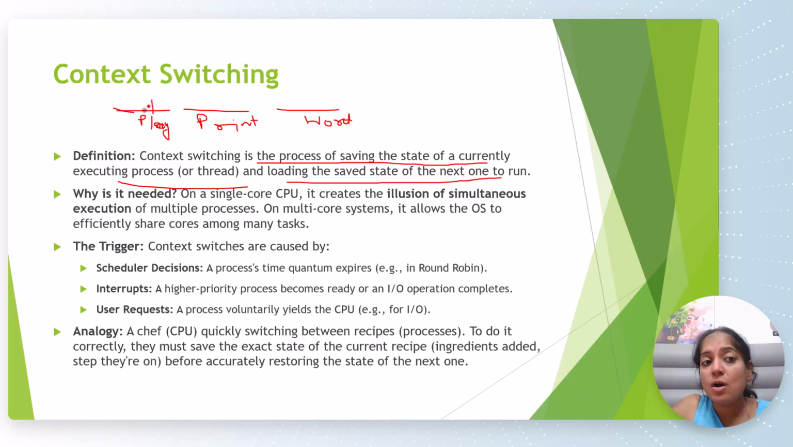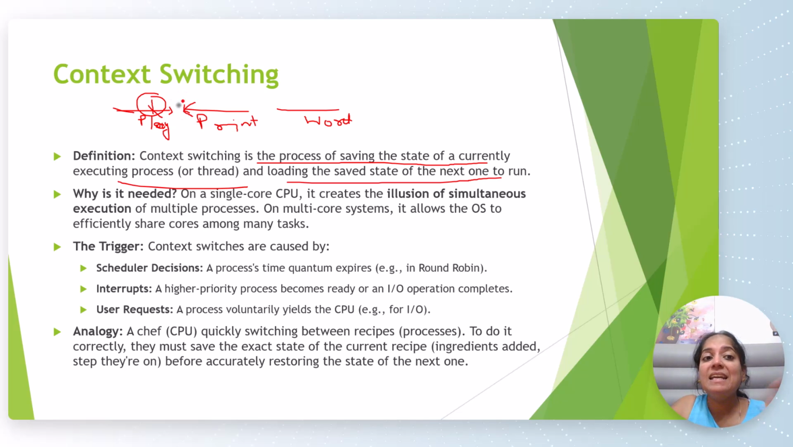So when a song is being played by the processor, after 2 milliseconds, it will go to print the document. So the processor needs to save the context of the media player, that is, up to which point it has played the song. And then it needs to load the state of the printer, that is, up to what point it has printed.